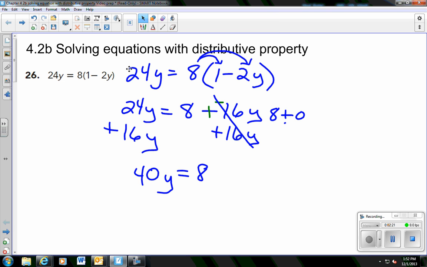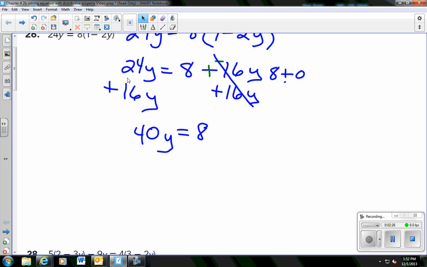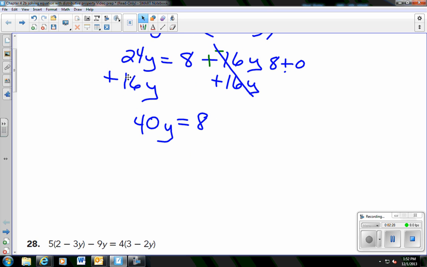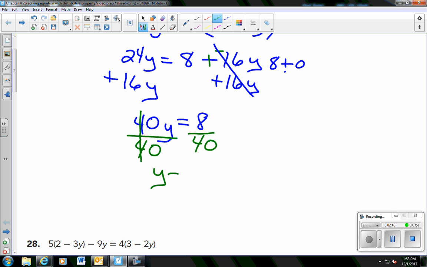So now we want to get, again, the y by itself. So we need to get rid of the 40. And the 40 is multiplying the y. So the opposite of multiplying by 40 is to divide it by 40. Divide by 40 on both sides of the equal sign. So 40 over 40, those cancel because they equal 1. 40 divided by 40 is 1. And then 1 times your y, or y divided by 1, would equal y.